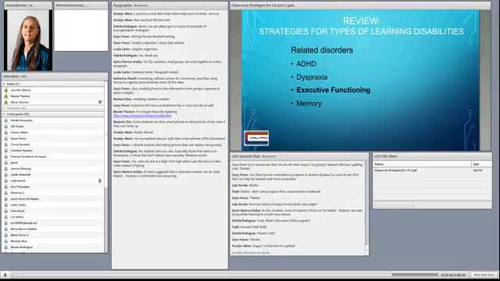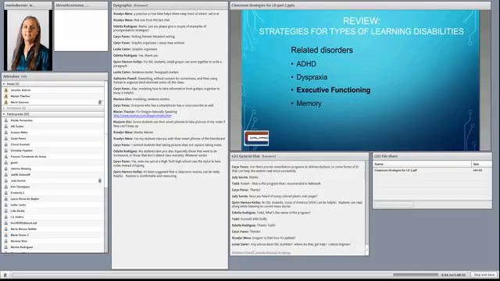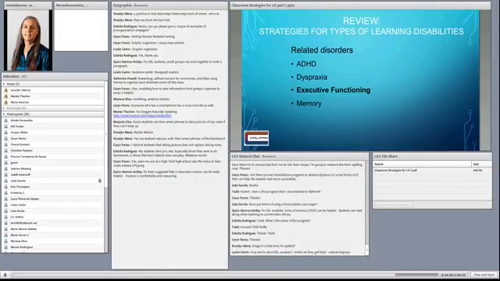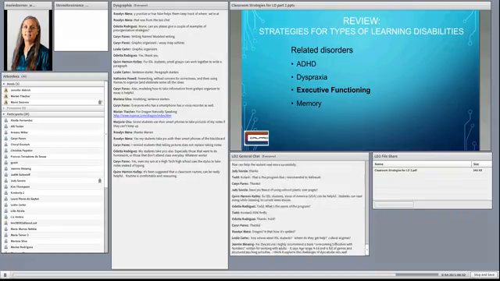Other types of disabilities that are not exactly, they can be hand in hand with learning disabilities, but not always, are attention deficit and hyperactivity, which is a medical diagnosis. And the 2 types would be the person that can't sit still and needs to stand up in the back of your classroom, or needs to go to the bathroom a couple of times a day, as long as they come back really quickly.